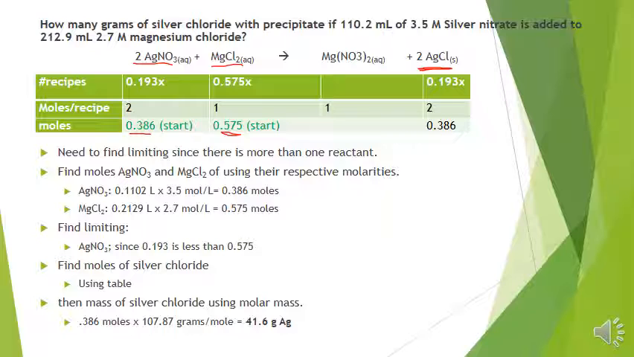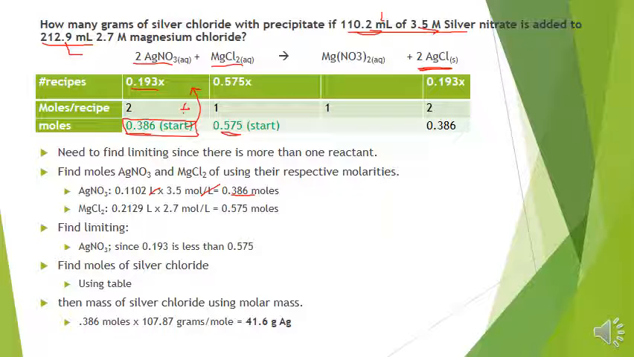Okay, so both of these are solutions. So we're going to be using molarity. And if we're using molarity, we have to have this in liters. So divide by 1,000. All right, for the silver nitrate, you have 0.1102. That's this value right here, liters, times 3.5 moles per liter. That's the molarity. And when you do that, you'll get 0.386 moles of silver nitrate. I mean, that's how many moles of silver nitrate you have to start out with. All right, how many recipes is that? Divide that by 2. And so you can do it 0.193 times.